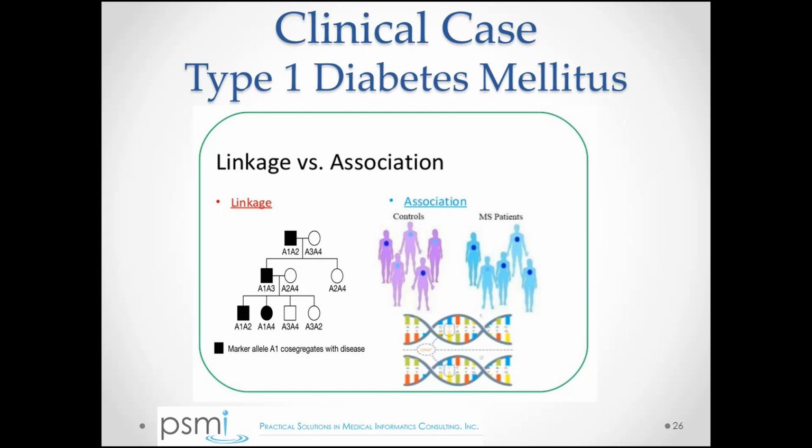In the group of people that do have diabetes, is there a statistical increase in any of the alleles over the controls? And so the association studies are really a statistical exercise where we're looking for a statistical increase in the frequency of genetic markers in the cohort of people with the disease compared to those that don't have the disease.